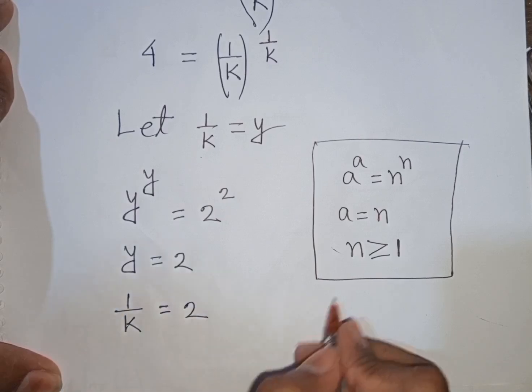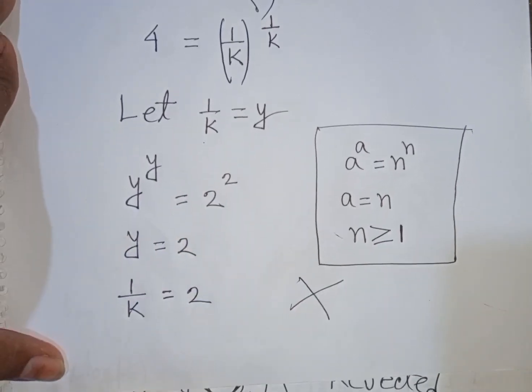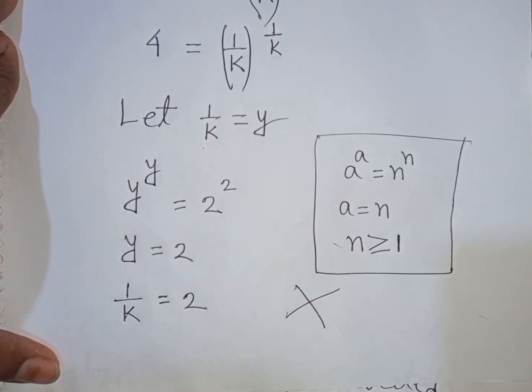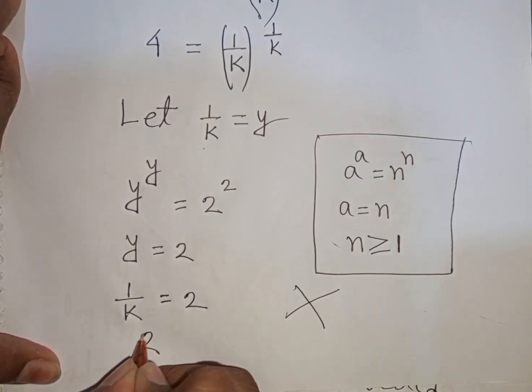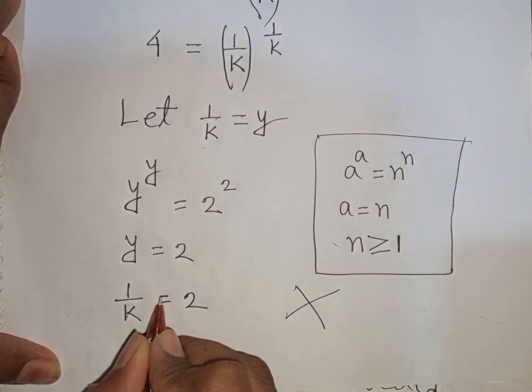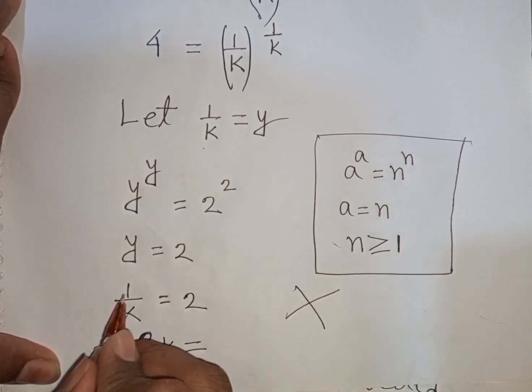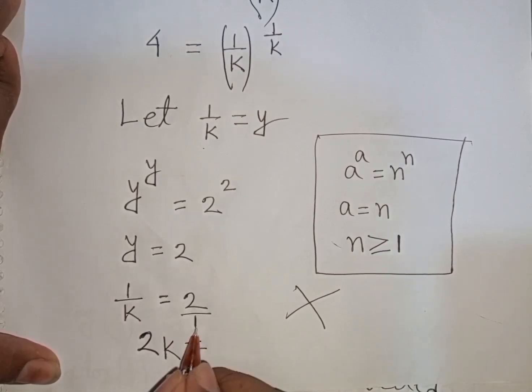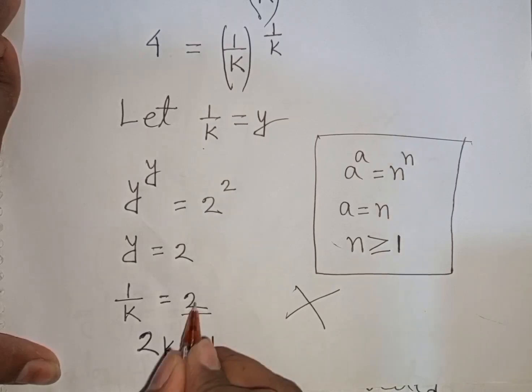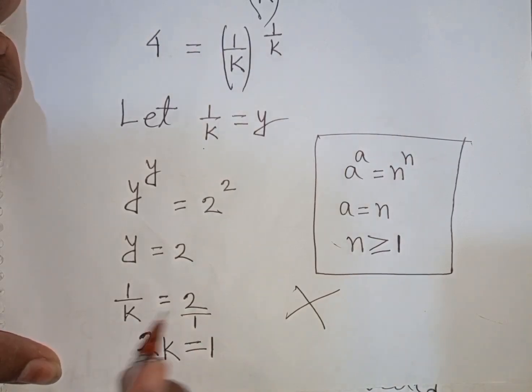Now here I can apply cross multiply. So I can write here k multiply by 2, that means it will be 2k is equal to 1 multiply by 1, that means it will be 1. Here 2 is same as 2 by 1. So k times 2, it will be 2k is equal to 1 times 1, that means 1.